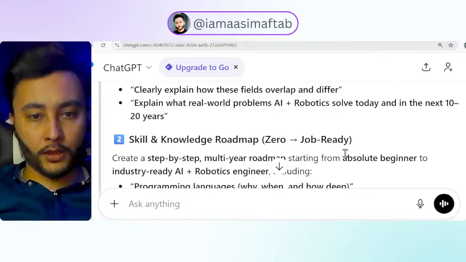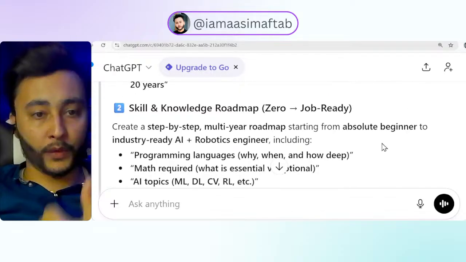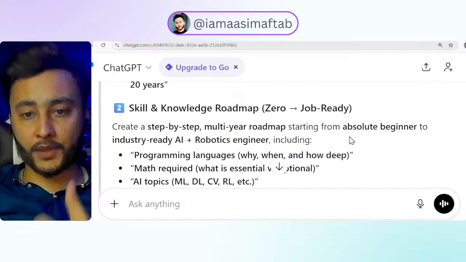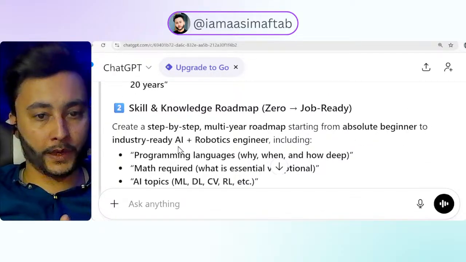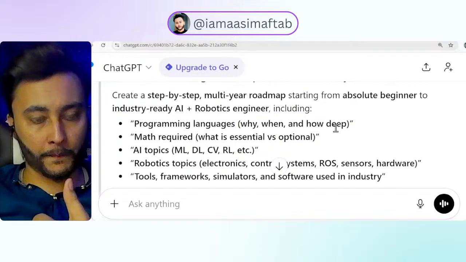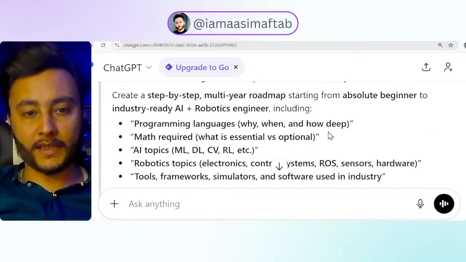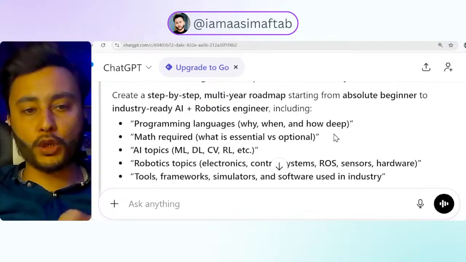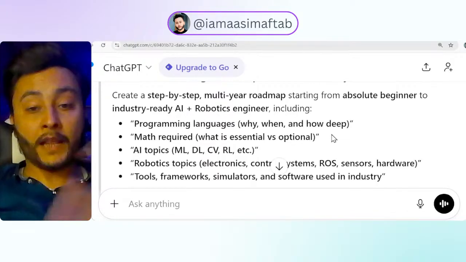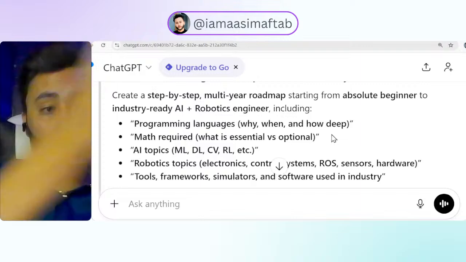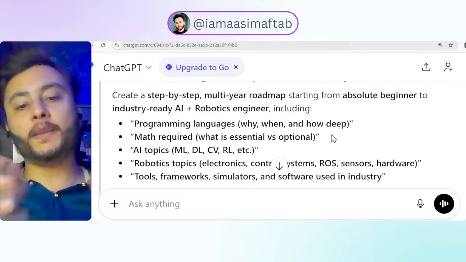Skills and knowledge roadmap, zero to job ready. Create a step by step multi year roadmap starting from absolute beginner to industry ready AI plus robotics engineer, including... How beautiful is this? You are seeing the difference. How beautifully he crafted the prompt. Now imagine when I give this prompt to Perplexity AI, what would be the result?